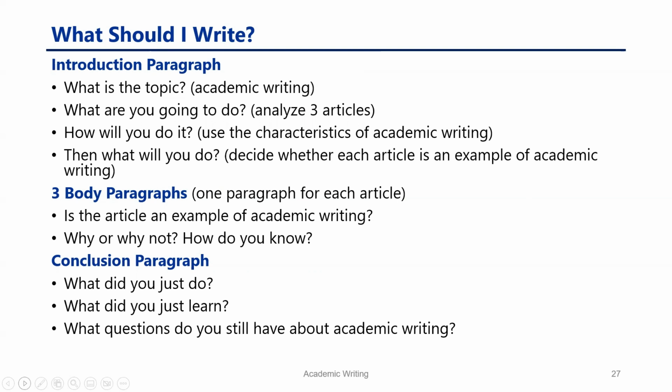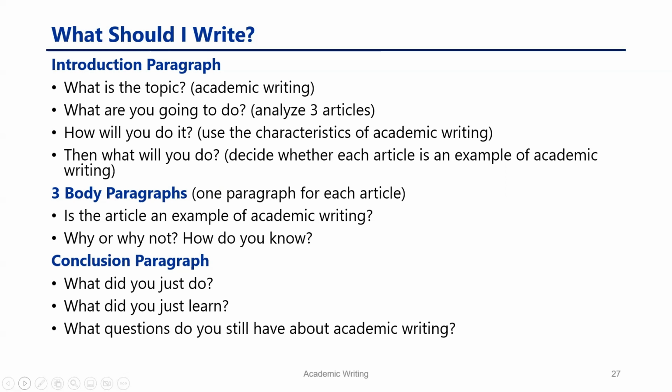So in the introduction paragraph, we will state the topic of the paper, which is academic writing. We will tell the reader what you're going to do, which is analyze 3 articles. You'll tell the reader how you're going to do it. You're going to use the characteristics of academic writing to analyze each article. And then what will you do? You'll decide whether each article is an example of academic writing or not.